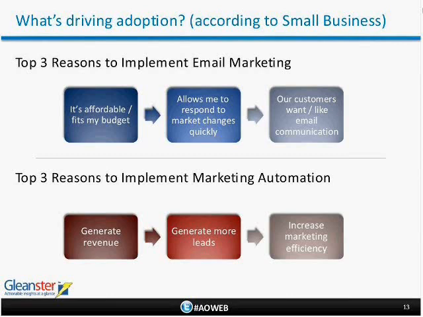And when we ask companies that took the marketing automation survey what the top three reasons to implement marketing automation are, keep in mind, these are companies that knew to take the survey, so they probably had a more advanced understanding of marketing automation than the average company. But what they told us, and some of the answer choices were the same, was: we want to generate more revenue, we want to generate more leads, we want to increase marketing efficiency.